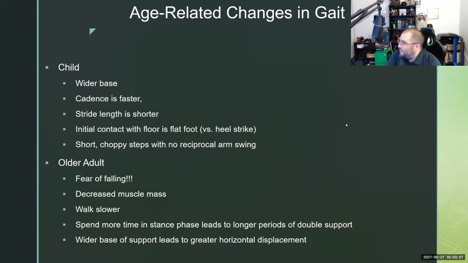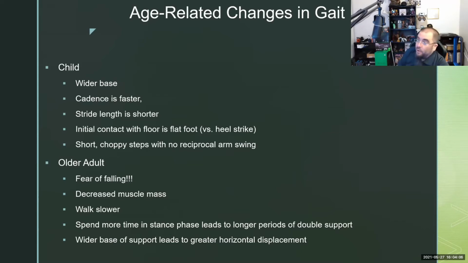So adults have a fear of falling. They do, right? It increases as you get older. And so as that fear of falling increases, they stop walking as much. Because they stop walking as much, their muscle mass goes down. They tend to walk slower because they're worried about falling. They spend more time standing in a stance phase than they do in swing phase.